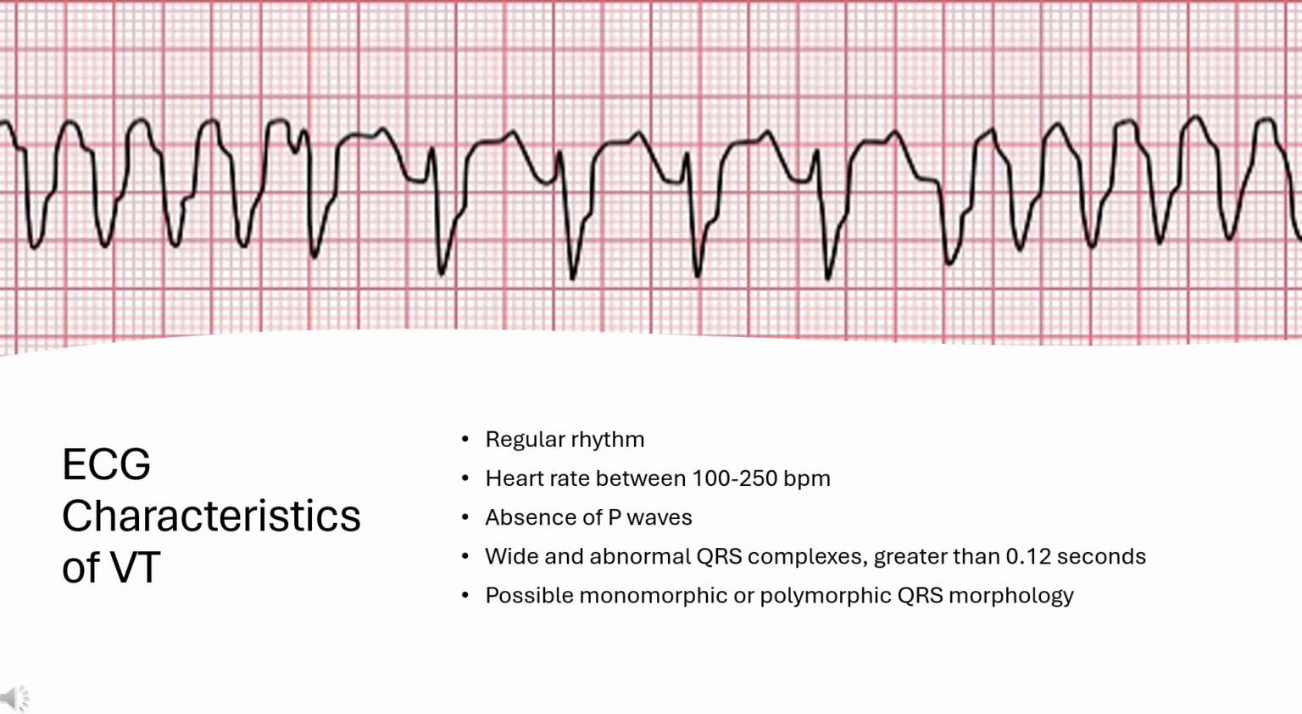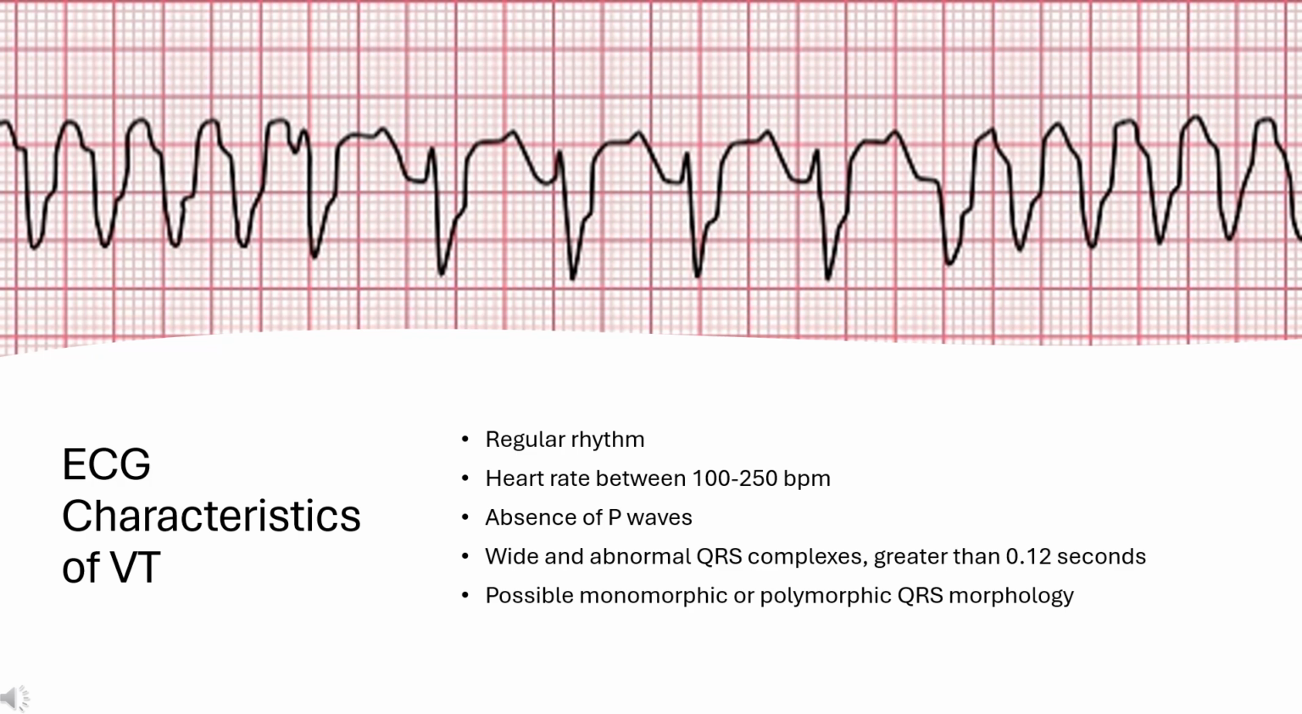In VT, the P waves, which represent atrial depolarization, are typically absent or not visible. This is because the abnormal ventricular focus overrides the normal sinus rhythm, leading to a lack of coordinated atrial activity. Without P waves, the atria are not effectively contributing to the cardiac cycle, further diminishing cardiac output.